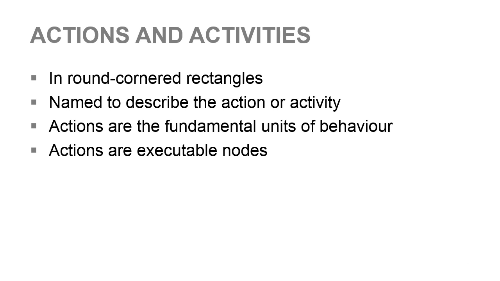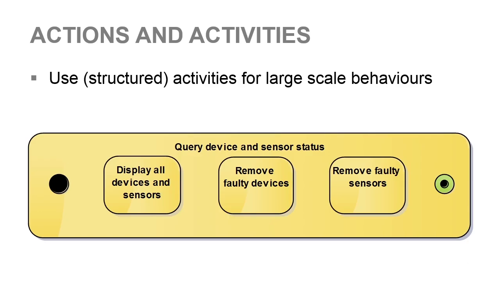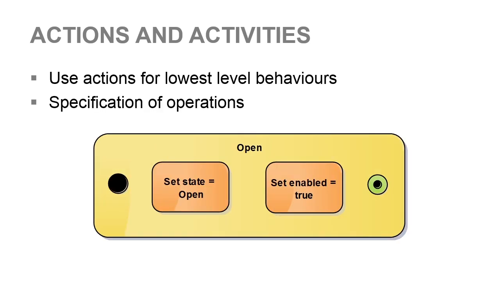They're executable nodes. Activities are only shown in the workflow in activity diagrams if they're structured activities, which are themselves a type of action. We use structured activities for workflows that show high-level processes, where we may want to decompose the activities into lower-level diagrams. This would be for modeling business processes or using activity diagrams to specify a use case. The examples here show the use of active verbs and noun phrases, such as remove, a verb, faulty devices, a noun phrase. We use actions for modeling low-level activities, for example, when specifying operations.